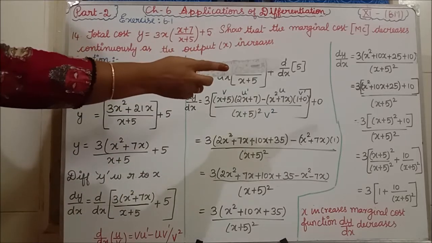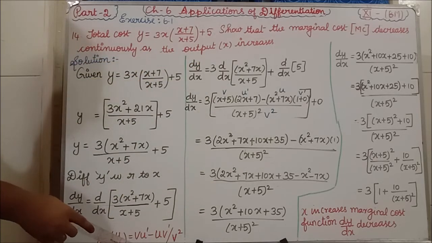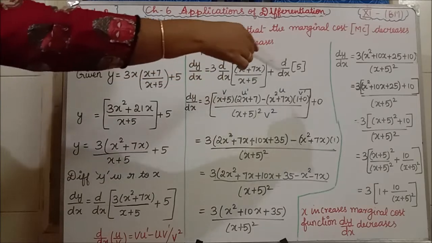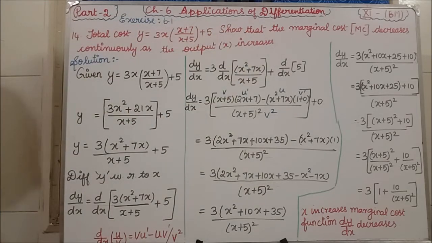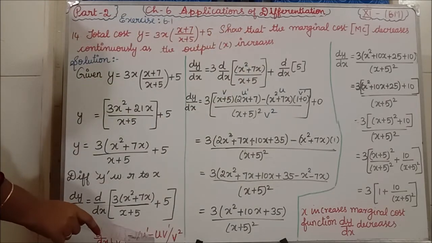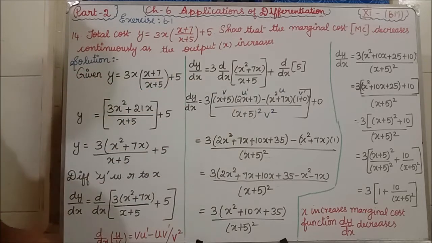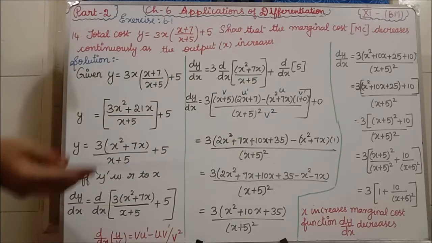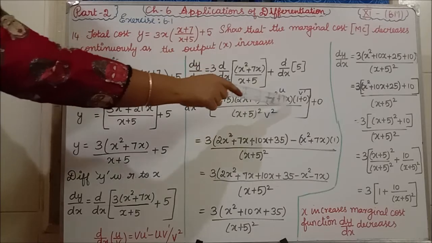Students, since I don't have space here, I have written the formula here. When you are writing the classwork, you have to write it on that side. Clear? Now we will move to the first answer. Minus, here also minus, u v dash. U is what? X square plus 7x.